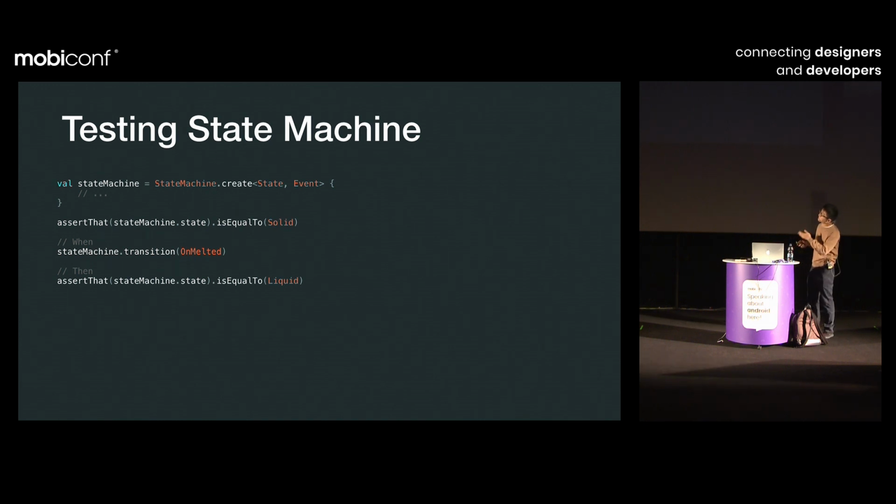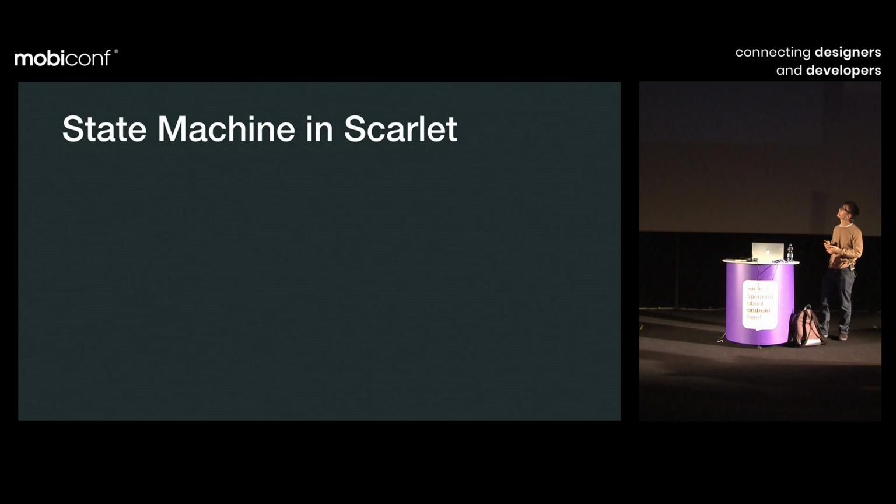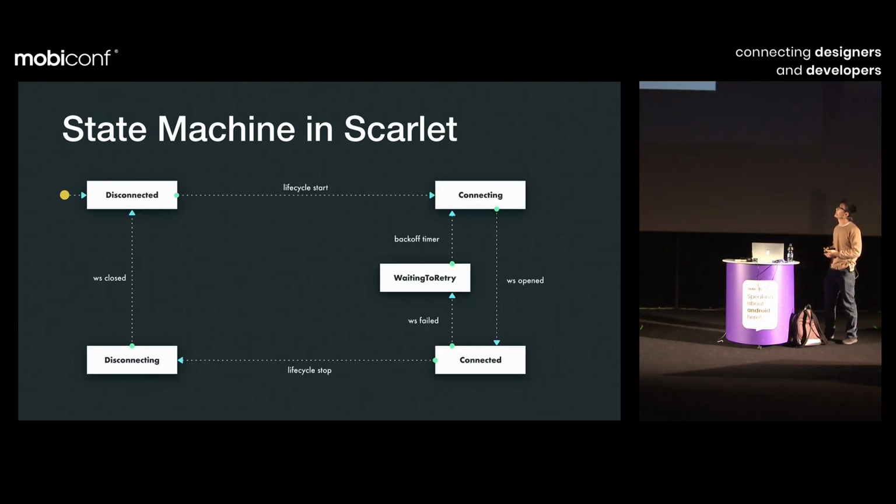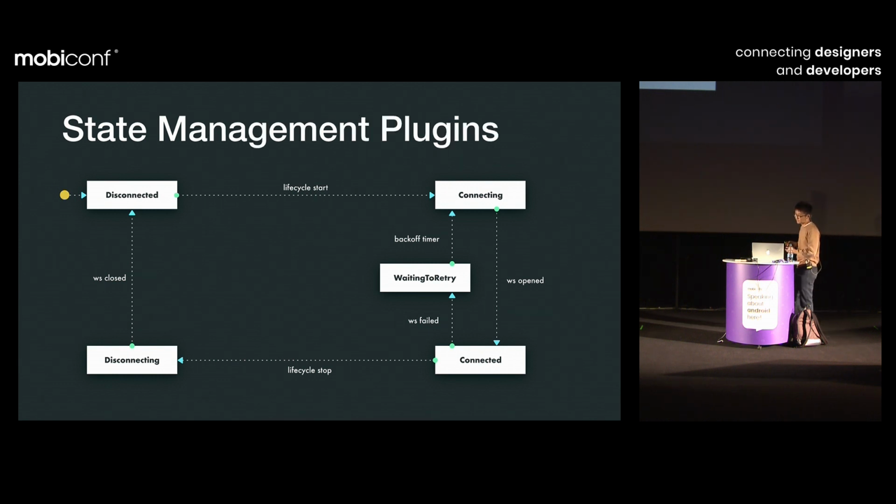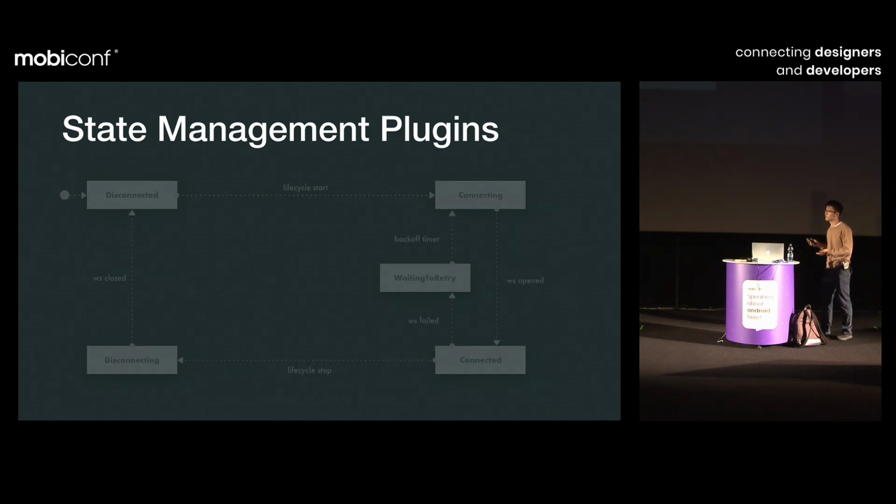And because the state machine is immutable. So we saw how declarative and testable a state machine can be. Here's the state machine that Scarlet uses. It's simple and elegant and customizable.